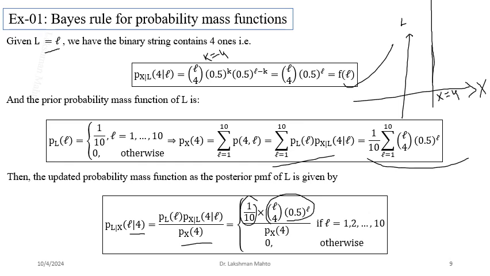Everyone knows that if you are defining the combination n choose k, n must be greater than or equal to k. If you are taking n less than k, what will happen? You will get 0 value. So you can do that. In a very systematic way, I have written.